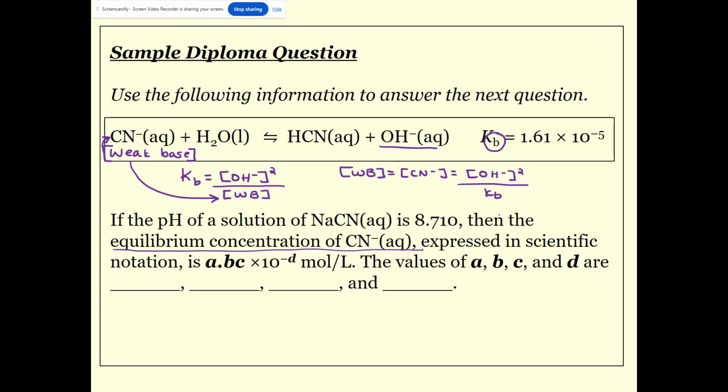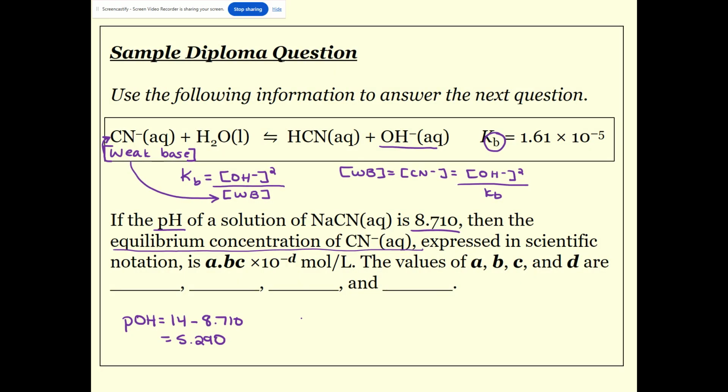Now, how am I going to get hydroxide ions? Because I don't have them and I'm not using Kb to find them because I'm trying to find the weak base. We are given the pH. Now, the pH is not very useful to us because we have hydroxide ions. So I'm going to convert that into a pOH. 14 minus the pH. So 14 minus 8.710 is 5.290. Okay.